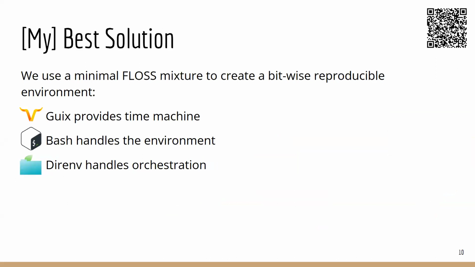So basically, my best solution is using Guix to provide the Time Machine. You're not going to deal with it directly, but it's going to be there for you. And then there are a bunch of bash scripts, very simple, very short, less than 50 lines. Actually, it can be a single line. That can automate things and handle the environment creation, to make things orchestrated.